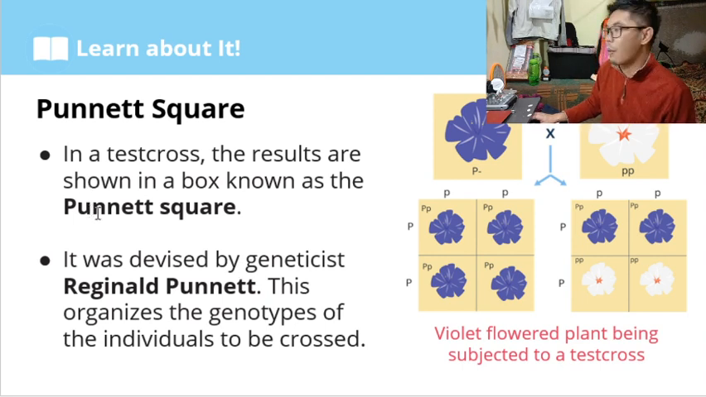Gagamit tayo ng tinatawag na Punnett square. As we cross, the results are shown in a box known as your Punnett square. This is based on a geneticist by the name of Reginald Punnett, wherein pwede nating isolve yung mga genotype, then later on, interpret the genotype and what are the phenotypes. Tapos, put into percentage kung ilang chances na pwedeng maging ganito yung anak.